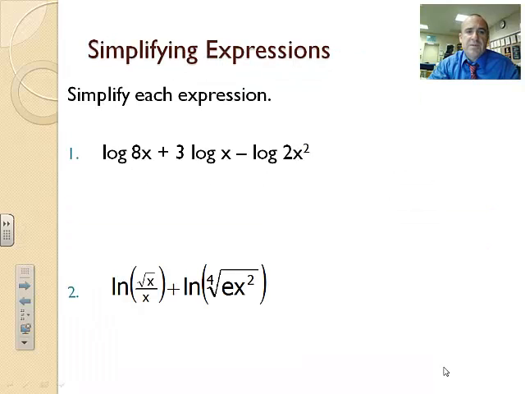And then we want to simplify each of these expressions. So again, we have the log of 8x plus 3 times the log of x minus the log of 2x squared. I'll give you a minute and let you try these on your own.